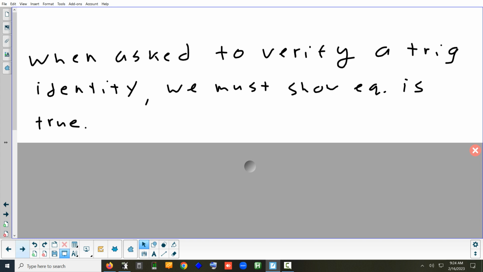Now, a higher level class, would they give you one that could say verify and it's impossible? Well, yeah. So then your first step is to even figure out, okay, can I even do the problem they're giving me? Then I have to figure out how to do it. But for us, you're always going to be able to do the problem.